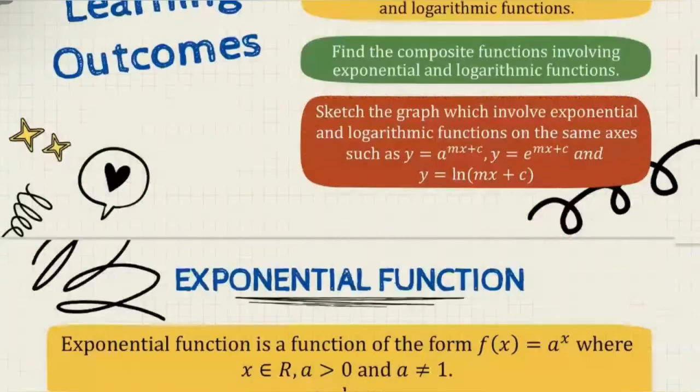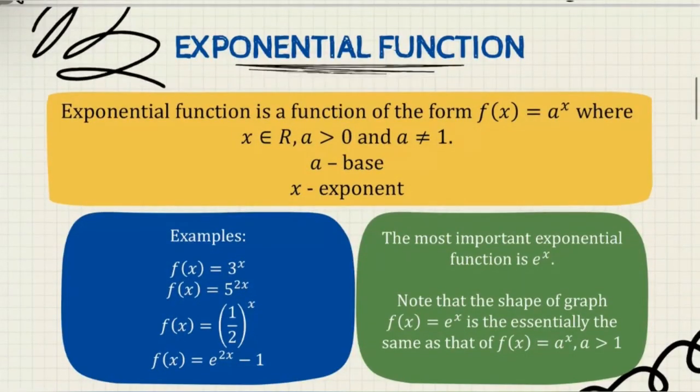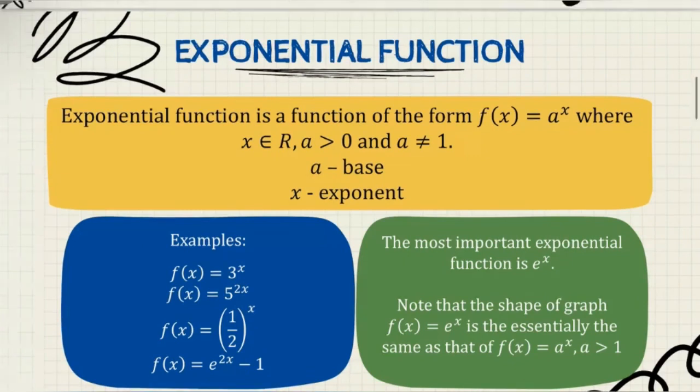Okay, so let's start with exponent. Exponential function. So I believe semua orang dah pernah nampak dah pun exponential function ni apa. So exponential function is a function of the form a to the power of x, where x is the element of real numbers. So x can be any real numbers. Dan a adalah greater than 0 and a is not equals to 1. Sebab apa? Kalau 1 to the power of x, dia akan sentiasa jadi 1 sahaja. Dia tak akan jadi exponential function lah.